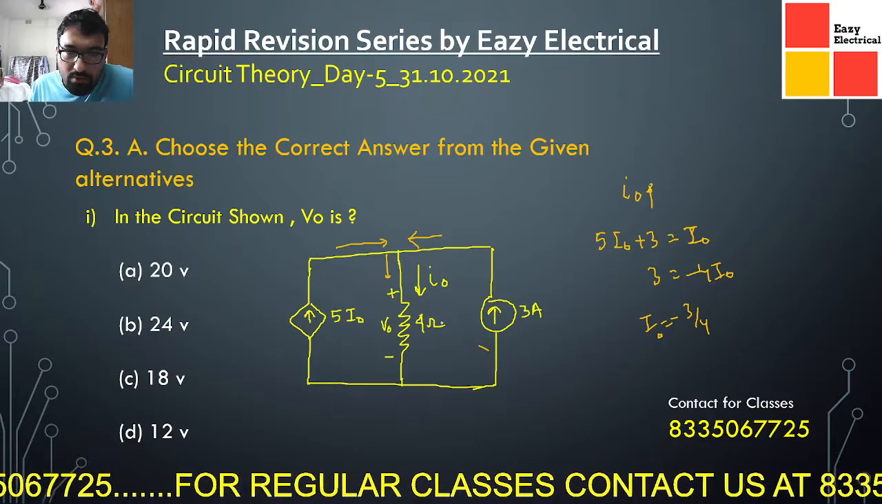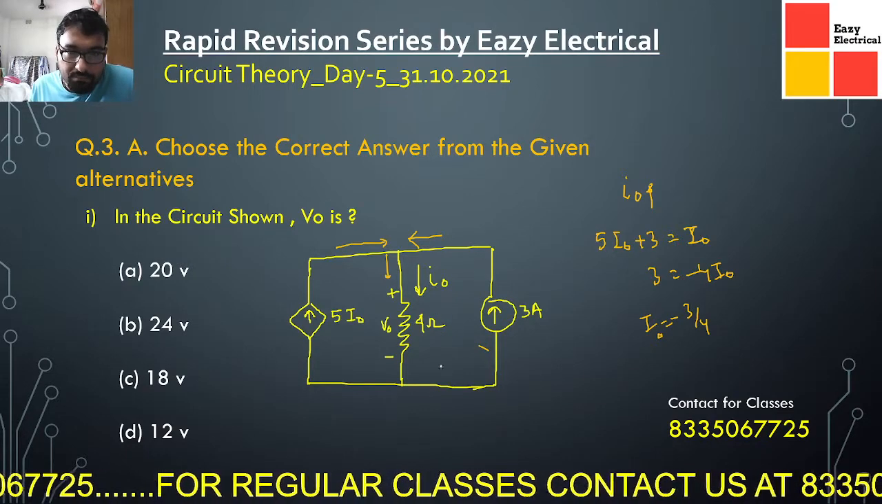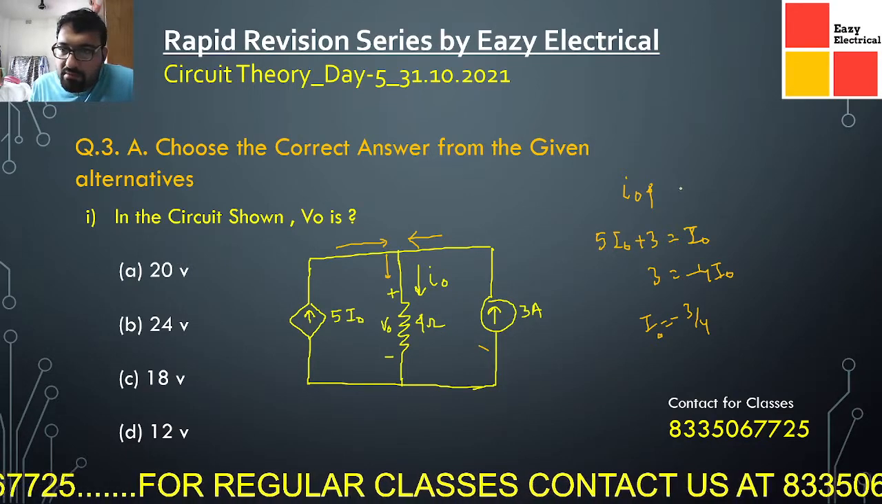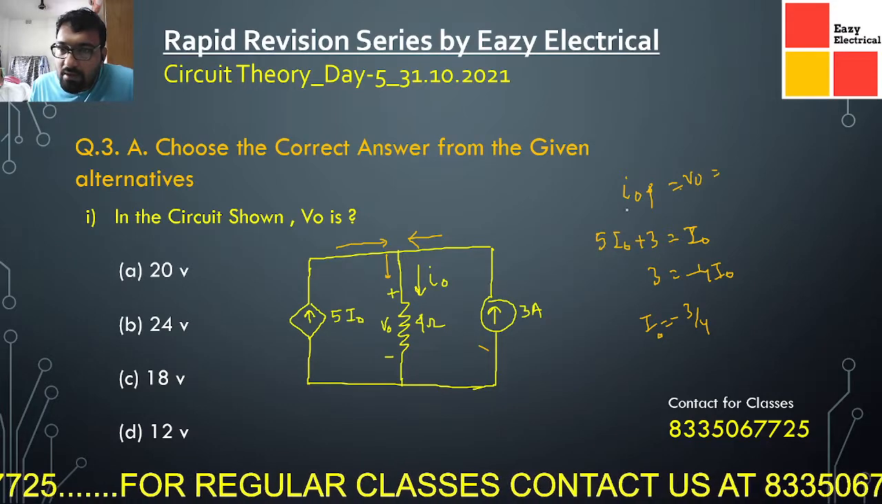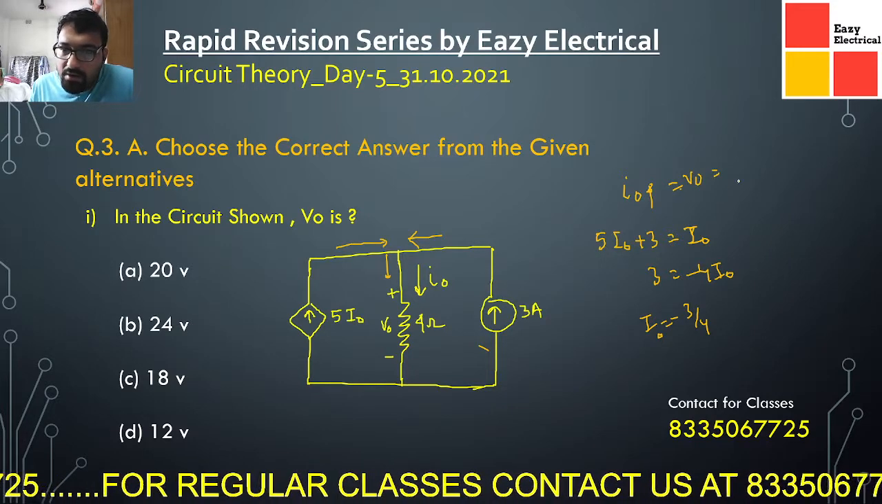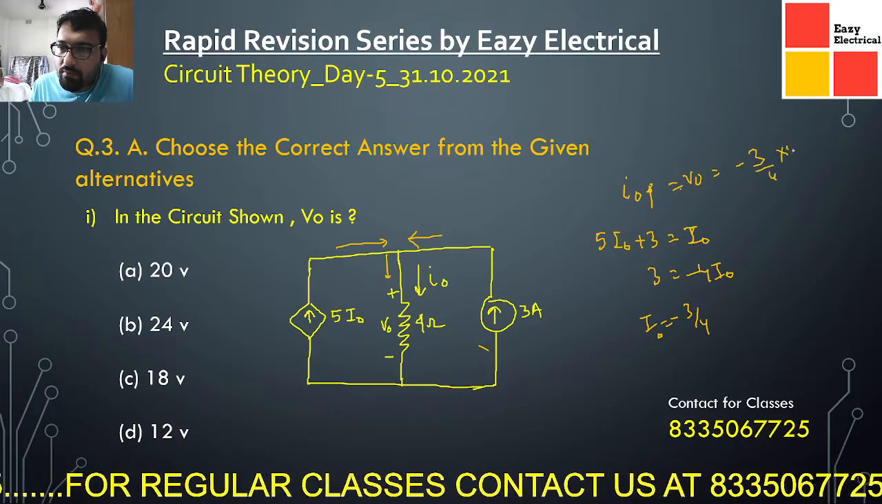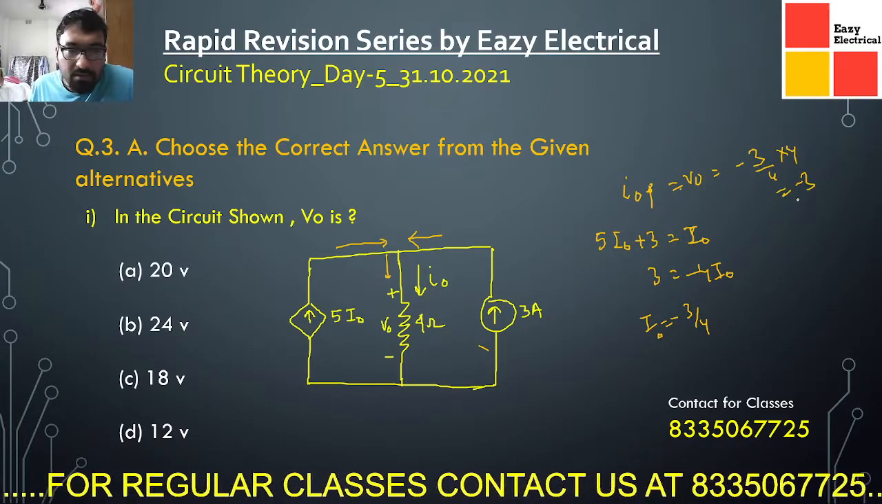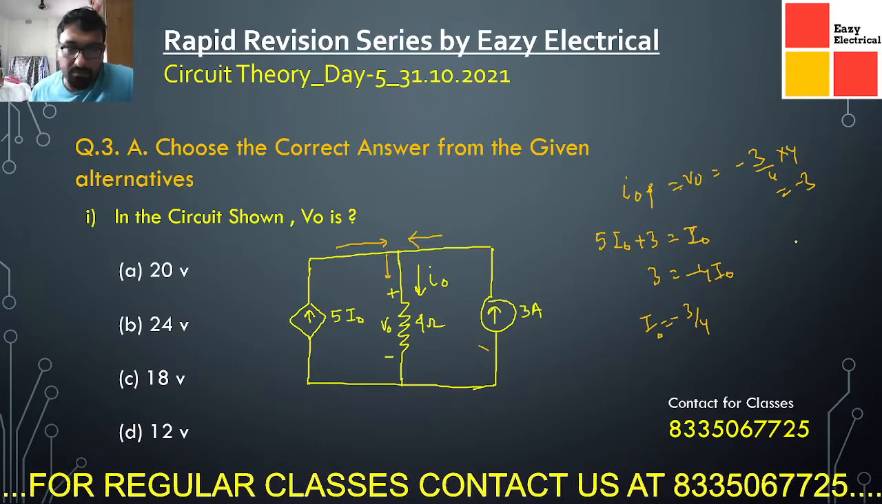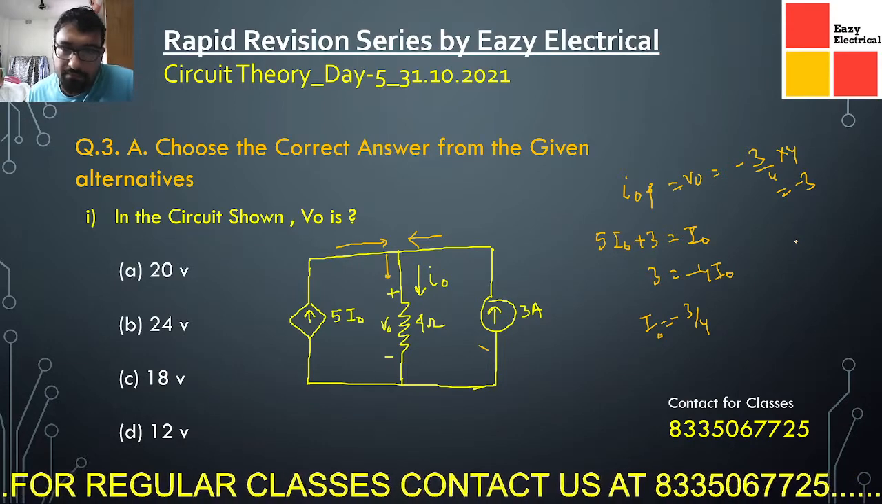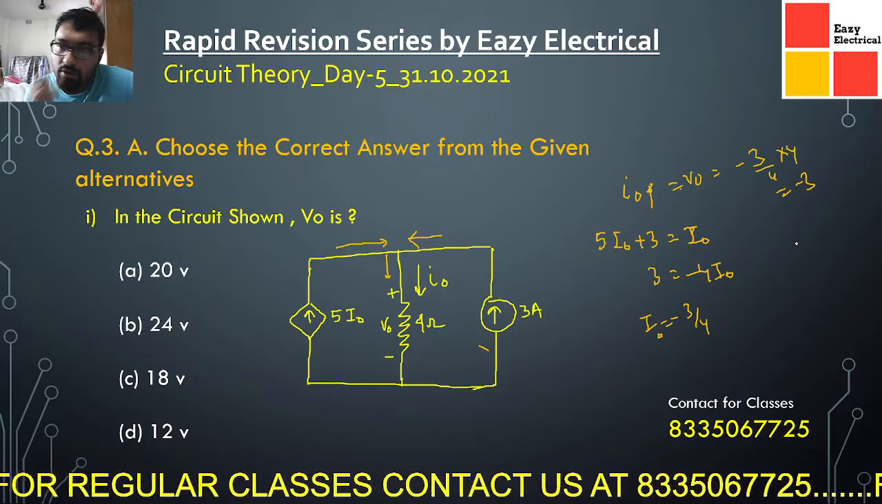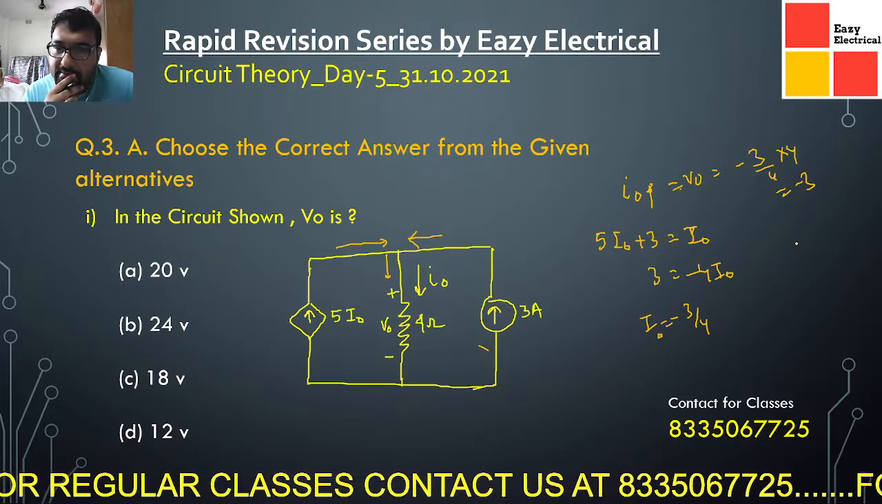So we need to calculate what? We need to calculate V naught. So V naught will be how much? V naught will be I naught into 4. So I naught into 4 is basically minus 3 by 4 into 4. It means minus 3. Okay, some problem I must have made. I naught into 4. So I naught is 3 by 4.